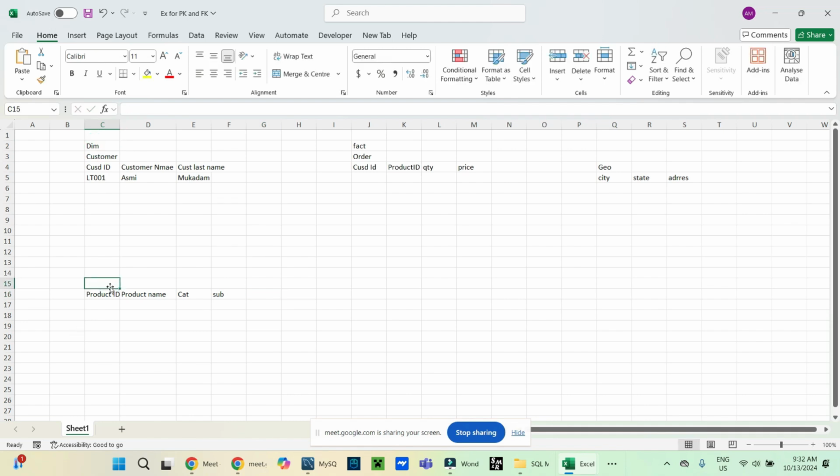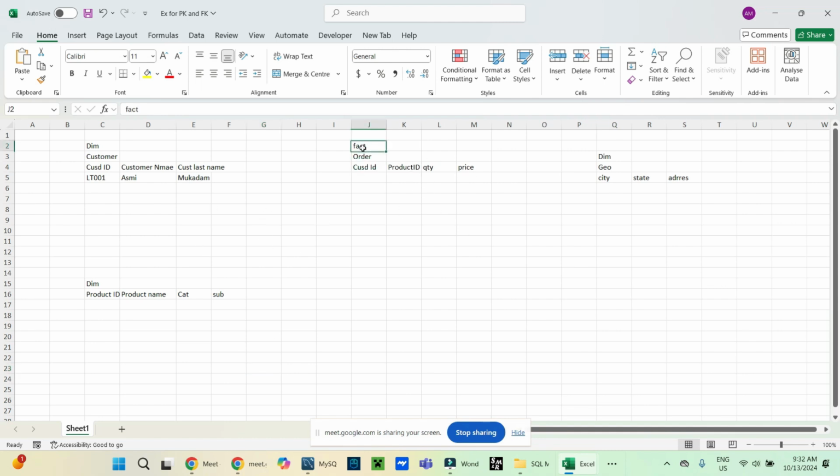So these three tables will always be considered dimension tables. This is a dimension table, this is a dimension table, and this is also a dimension table. In a dimension table there will always be descriptive things. We do not have any column on which we do calculations. All the calculations we do will be present in the fact table.